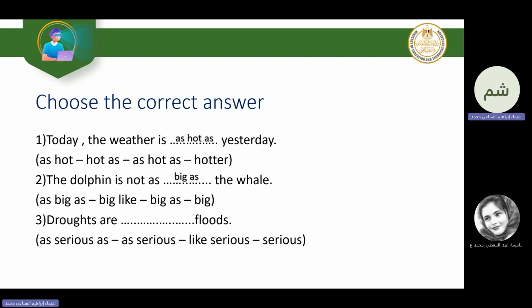Okay. Number 3, droughts are, dots, floods. We're talking about droughts and floods, and we said that these are two serious problems. So droughts are as serious as floods.